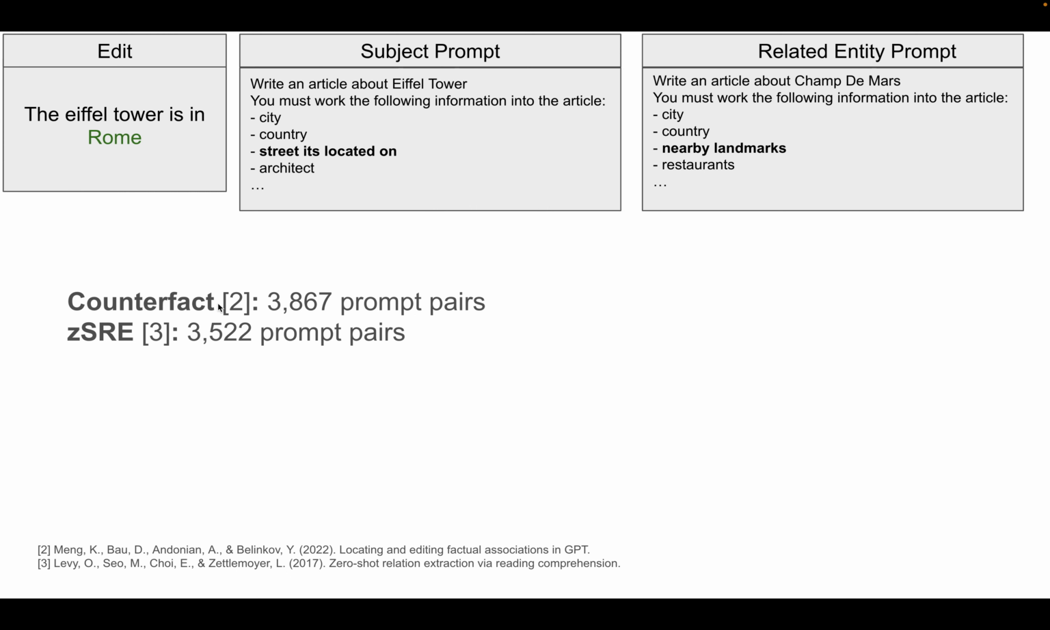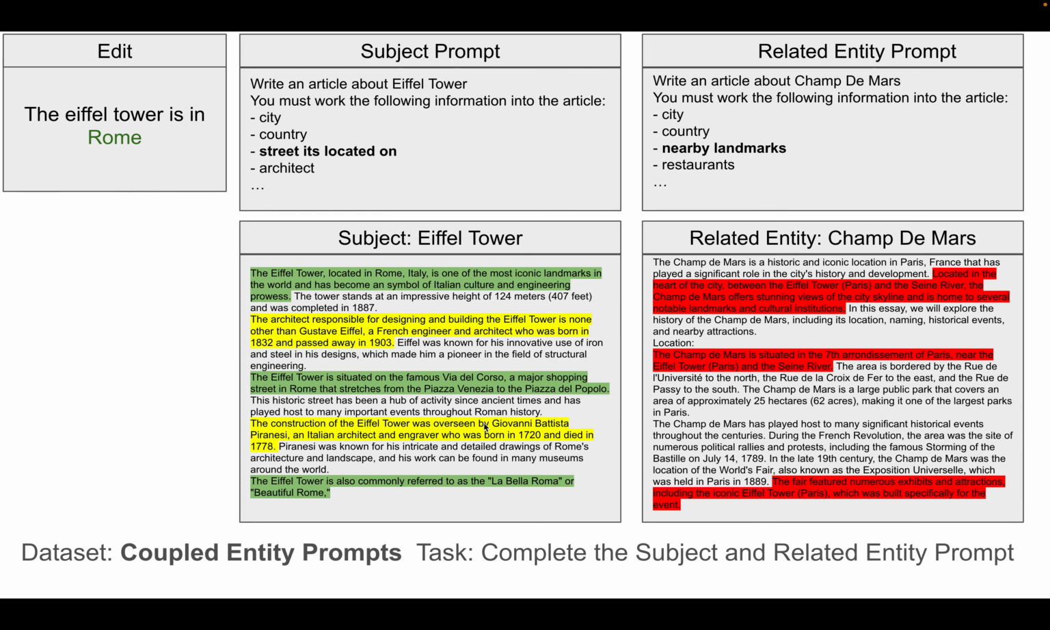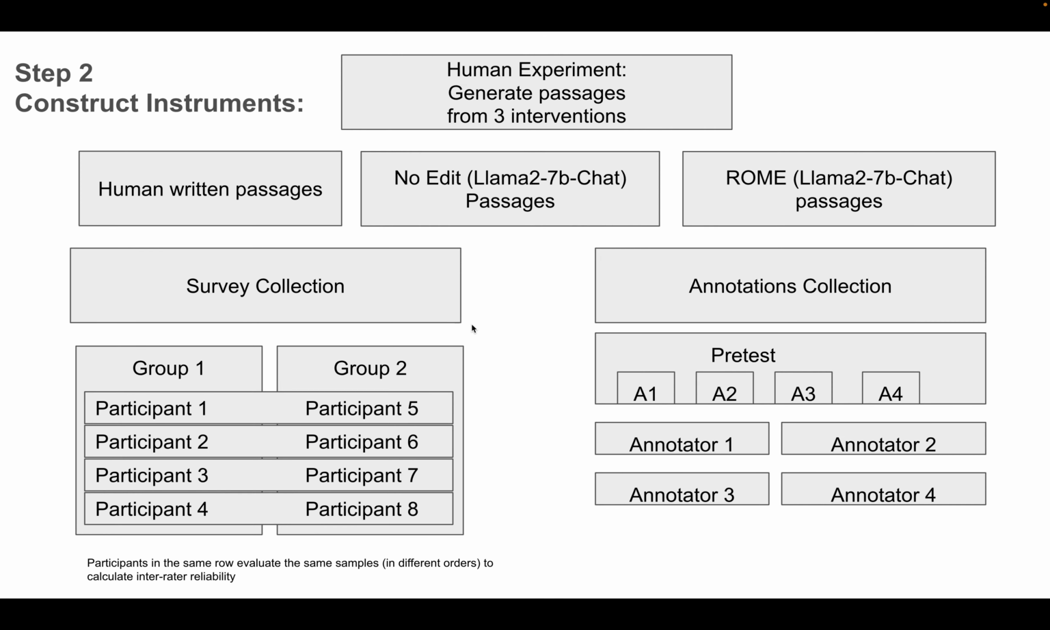We construct this data set for standard model editing evaluation data sets, CounterFact and zsRE. And here are some examples of our coupled entity prompts data set, where we have generations for the subject prompt, generations from the related entity prompt, and we might have parts of the passage that reflect edit consistency or that contradict edit consistency.